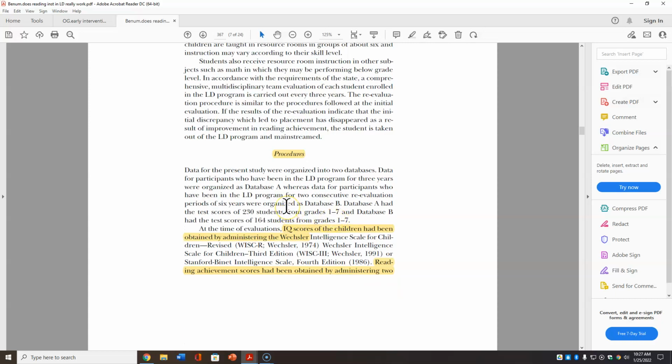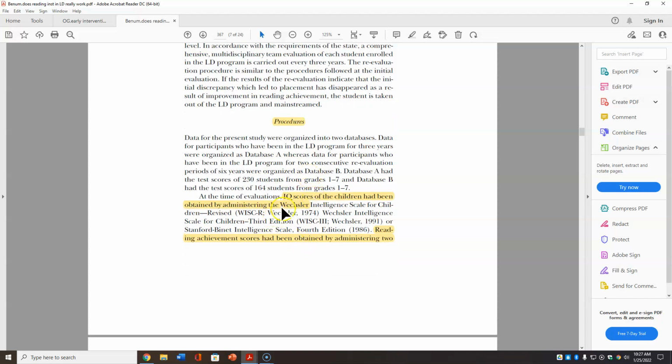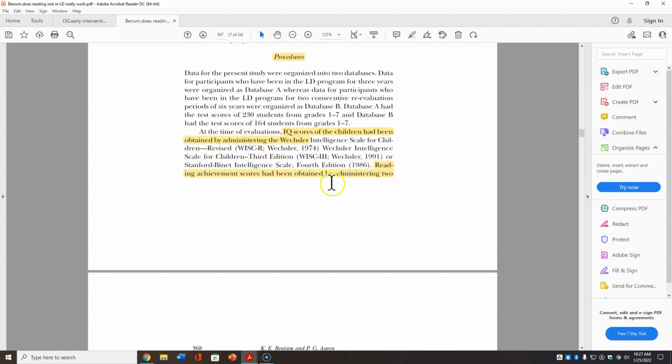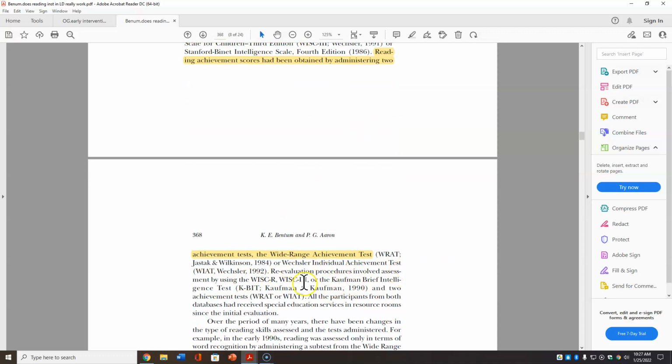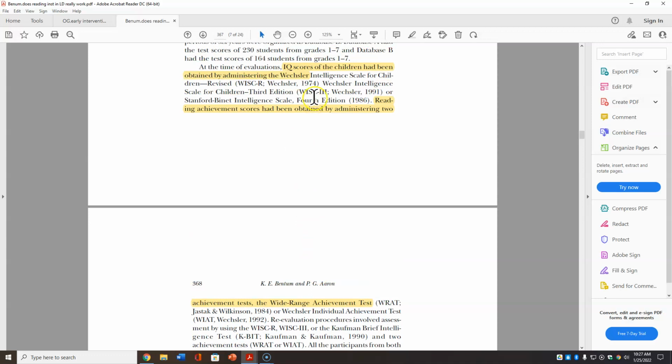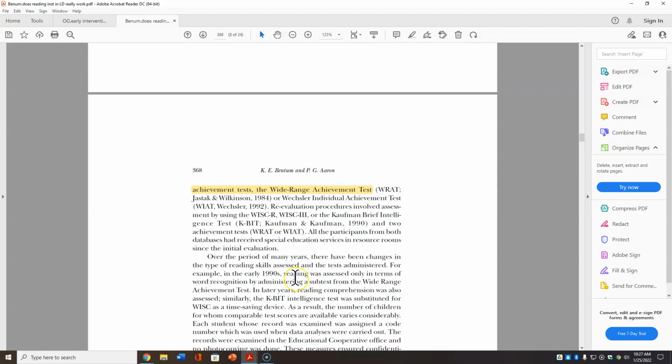Oh, the procedures, how you went about things, what the measures were, and what data were collected. All right, we see that IQ scores are being measured. That is one of the measures, and it gives us the type of measures, and also a verbal IQ score. Reading achievement scores, yes, two types of tests. Okay, very good, and it gives us all this information, and these are recognized, validated measures. So they're not just using some kooky measure that they decide on.